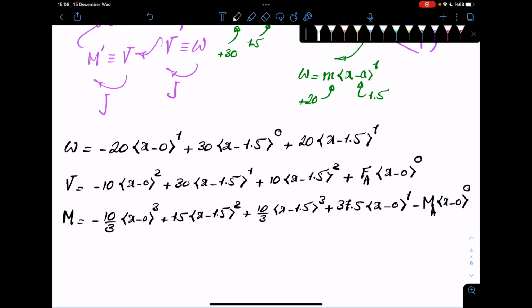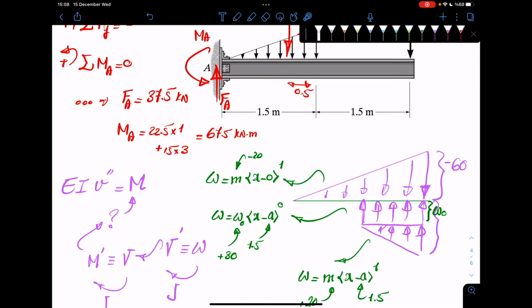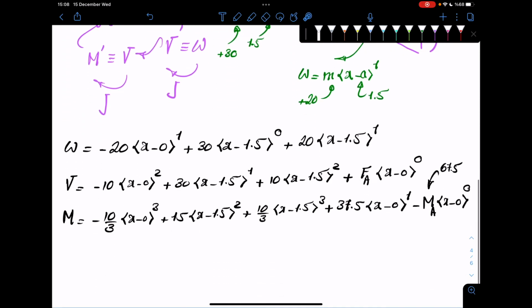Okay, and then again, MA in this computation is just 67.5, as we have just calculated here. Does that make sense? Okay, so this is your M, and then what you need to do at this point is to use this in our formula, EI V double prime.